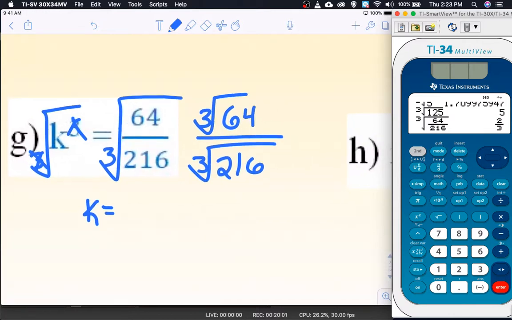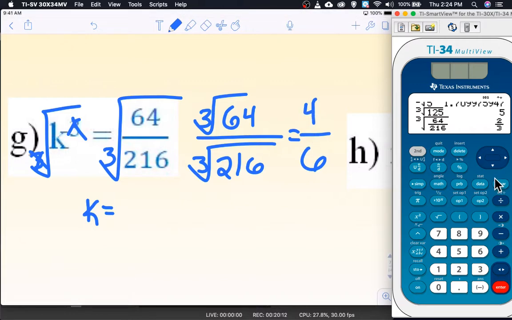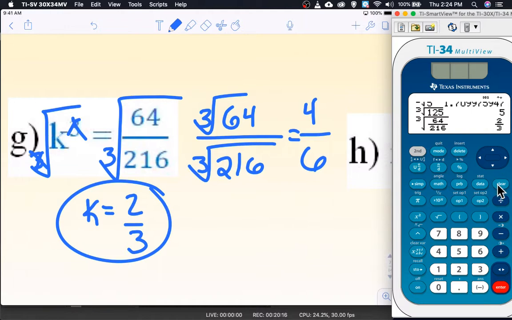Now, my way, in my head, the cube root of 64 is 4. Cube root of 216 is 6. And if I simplify the fraction 4/6, I'm going to get 2/3. Same answer, different process.